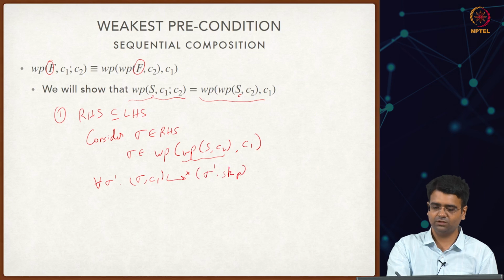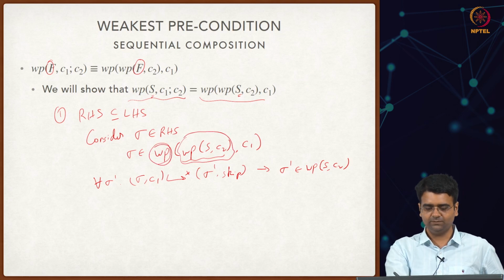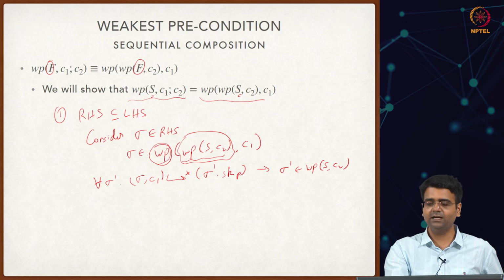So when you finish the execution of C1, then it is guaranteed that such a sigma prime is going to be in WP S comma C2. Right? So we are just applying the definition of weakest precondition, the outward weakest precondition. For the outer weakest precondition, this is essentially the target set of states. So we are just saying that on executing C1, for all executions of C1 on sigma, if the execution of C1 finishes, then you are guaranteed to be in this target set of states, which in this case is WP S comma C2.